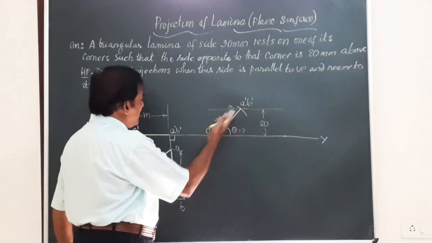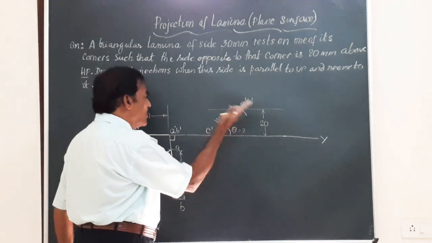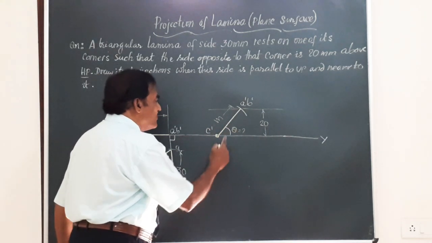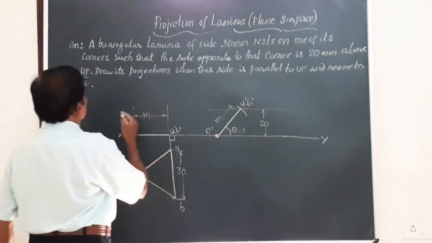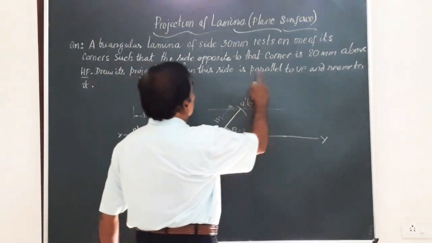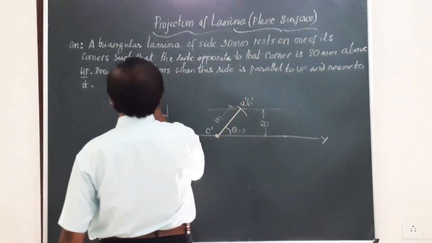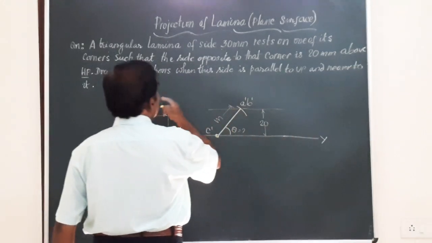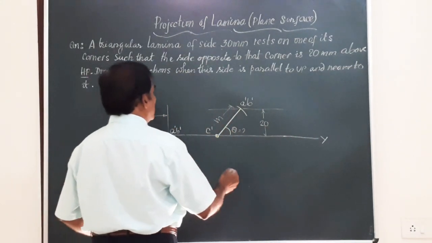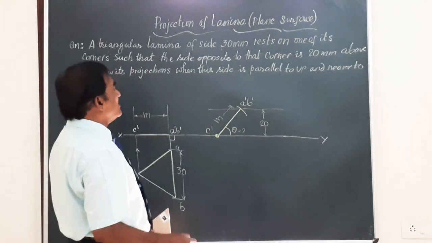This line in fact represents the front view of the triangular lamina, which makes an angle theta here. So friends, you can measure that, which is what is asked. The corner is above HP. Draw its projection when the side is parallel to VP and nearer to it. So before that, we can find out the inclination of the surface.